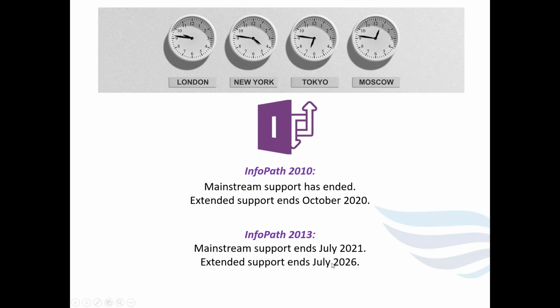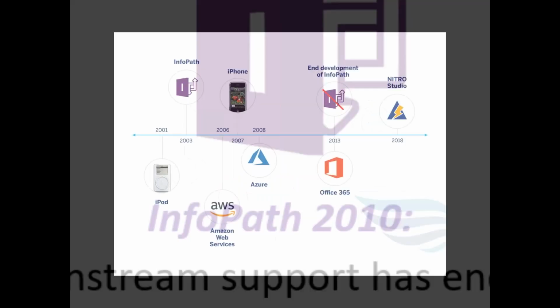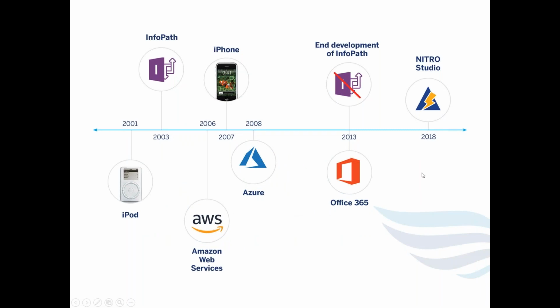Time does move quickly, and it's going to be July 2021 before we know it, and then it's really time to move off this. So let's look at this time frame. This calendar I put up here just to show you how outdated InfoPath is. It was first developed just after the iPod came out. Take a look at this. It was before any cloud services like Amazon or Azure started, before the iPhone. And then it ended development when Microsoft finally threw up its hands and said, look, the world's changing under our feet. We cannot keep up with it. It's just an old clunky technology that we have to move off of. And then Office 365 came into existence, and then of course our Nitro Studio is here also.